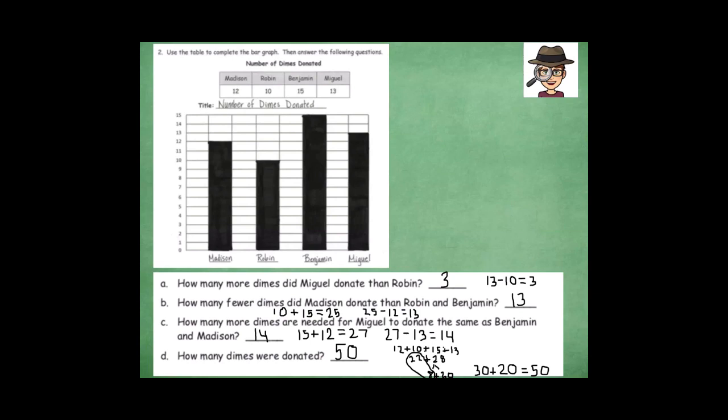How many more dimes are needed for Miguel to donate the same as Benjamin and Madison? Just took some quick math and I found that 14 more dimes were needed for Miguel to donate to catch up with Benjamin and Madison. How many dimes were donated all together? How did you figure out this problem? Did you add all those numbers up? Or did you use a special strategy to figure out how many dimes have been donated all together? I found that there were 50. Did you find the same?